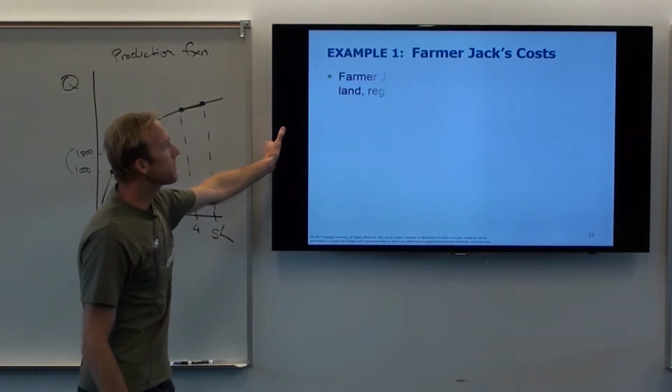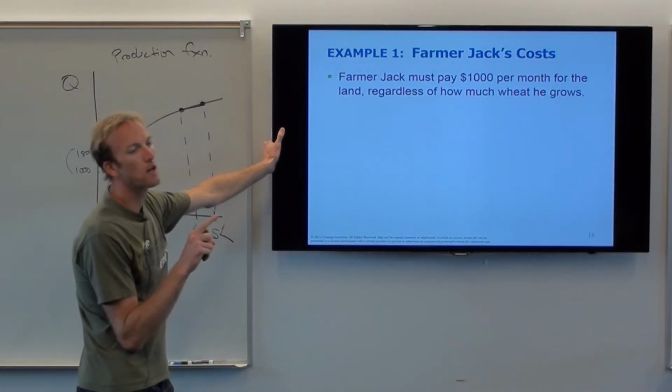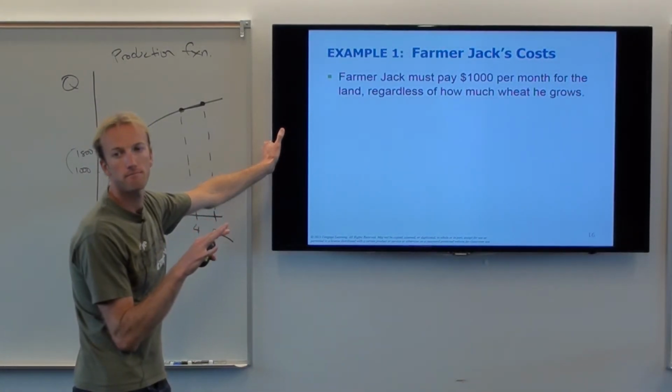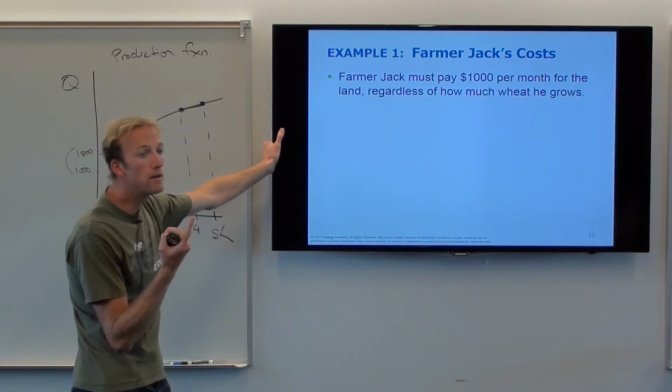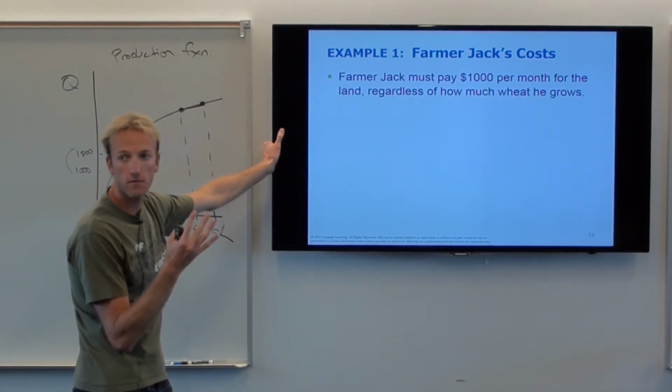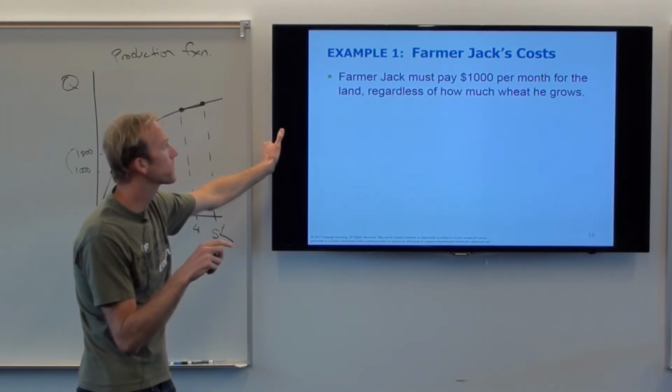Okay, so let's think about his costs now. Let's say that he has to pay $1,000 per month for his land. He always has to pay. Whether he grows 1 thing of wheat or 1,000 things of wheat, he still has to pay $1,000 a month just to rent his land, okay?